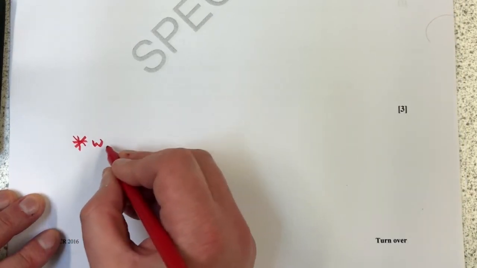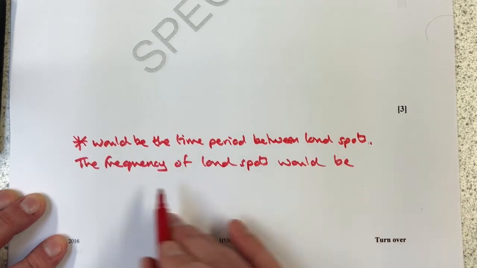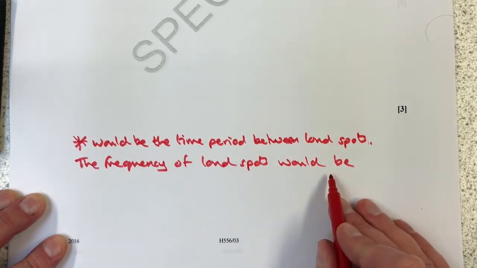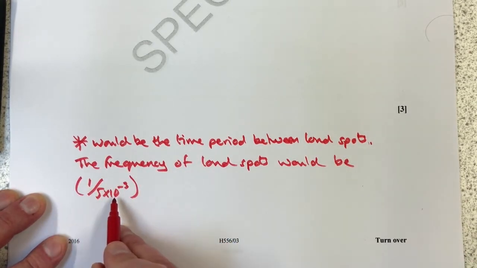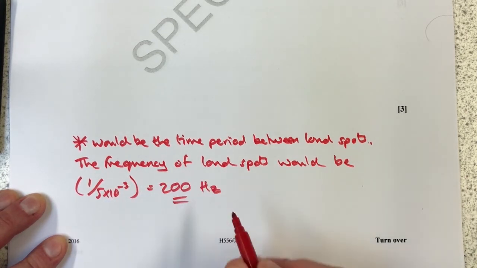Which would be the time period between neighboring loud spots. The frequency of loud spots would be 1 over 5 milliseconds, which is 200 hertz, which is what they're after.